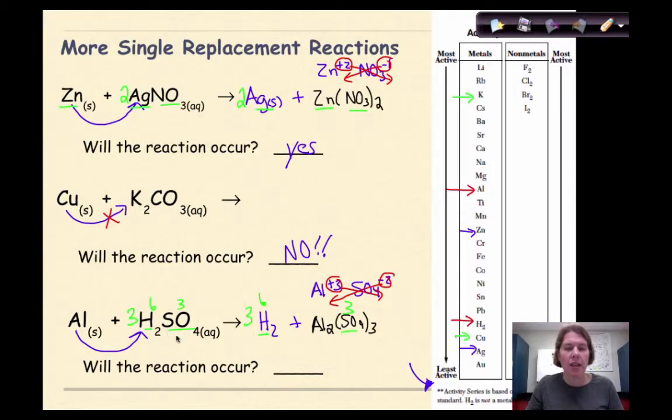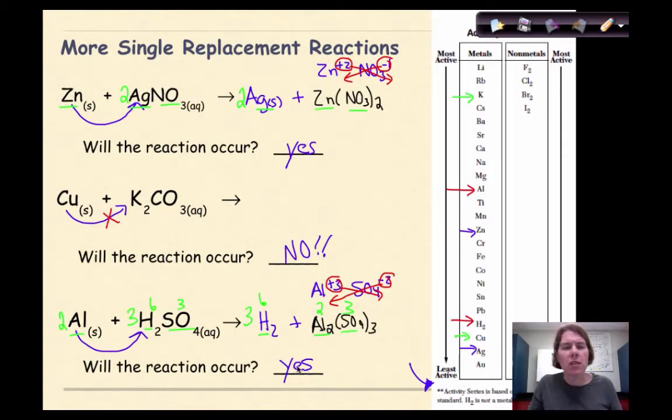And I'm underlining as I go to make sure that I've accounted for everything. So the hydrogens are balanced, the sulfate ions are balanced. The only thing that's left over is the aluminum. I have 2 aluminum right here. So that means I need to throw a 2 in front of here. Everything is underlined, everything is balanced, and yes, this reaction will happen.